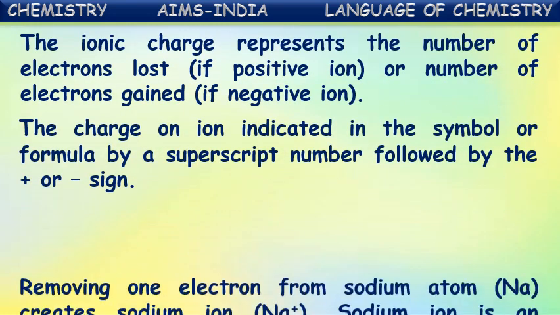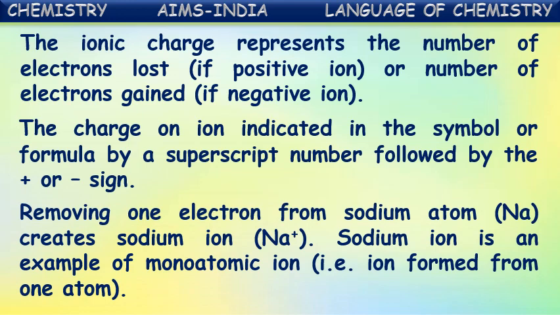The ionic charge represents the number of electrons lost or the number of electrons gained. If you are losing one electron, then it shows a plus charge. If it is removing 2 electrons, then it gets plus 2. So the charge you keep on the atom represents how many electrons it lost or how many electrons it gained. If it gained, negative ion. If it lost, positive ion.